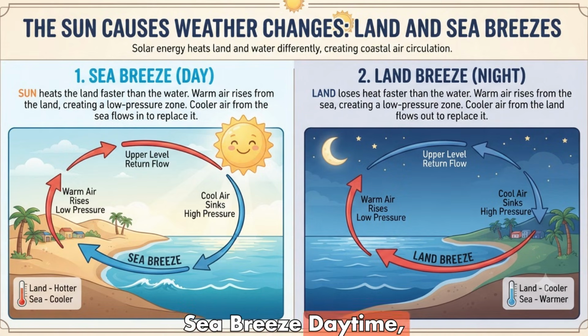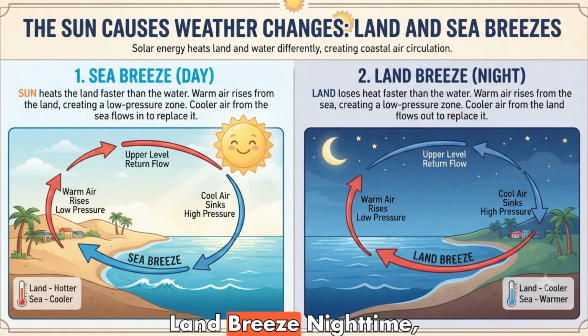1. Sea breeze. Daytime. During the day, the sun heats the land much faster than it heats the water. As the land becomes hotter, the air above it warms up, rises, and creates a low-pressure zone. To replace this rising warm air, cooler air from the sea flows inland, creating a refreshing sea breeze.